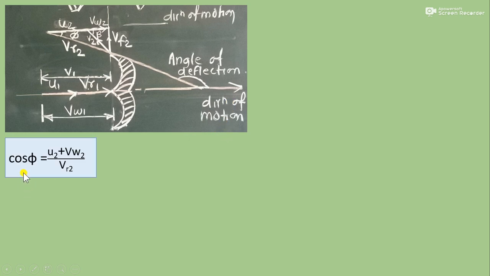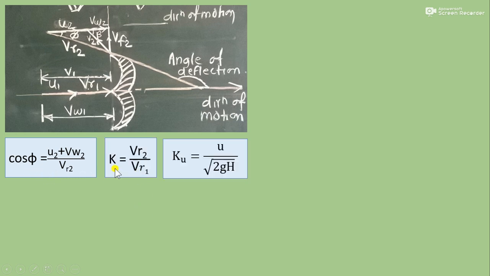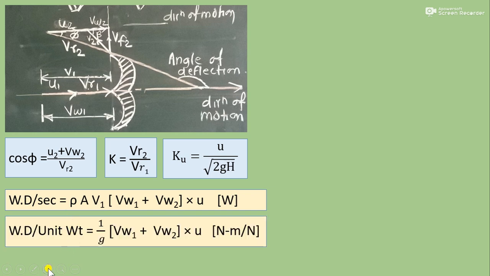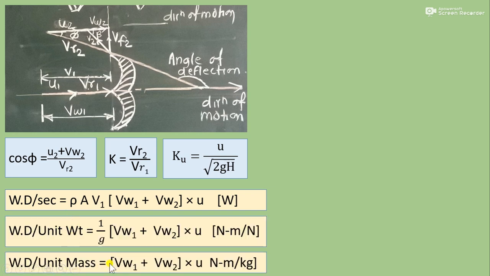Here we use ratio of cos, that is cos phi formula. Then blade velocity coefficient means relation between relative velocities. Speed ratio, that is ratio of peripheral blade velocity to the jet velocity. Then work done per second, work done per unit weight and work done per unit mass. These are the three formulas we need.